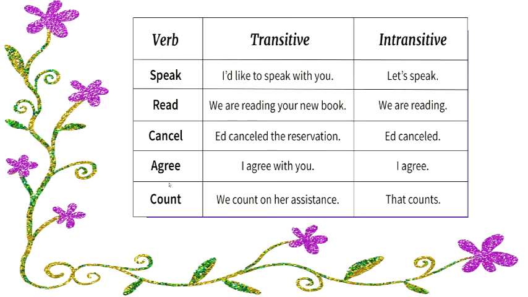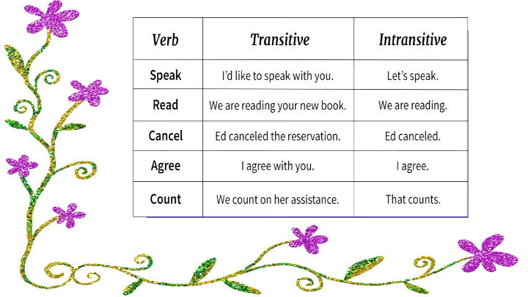Next, we have agree. I agree with you. So, I agree with what? The answer is you. So, that means there is an object. It is a transitive verb. Okay. In the next sentence, I agree. There is no object, so it is an intransitive verb.